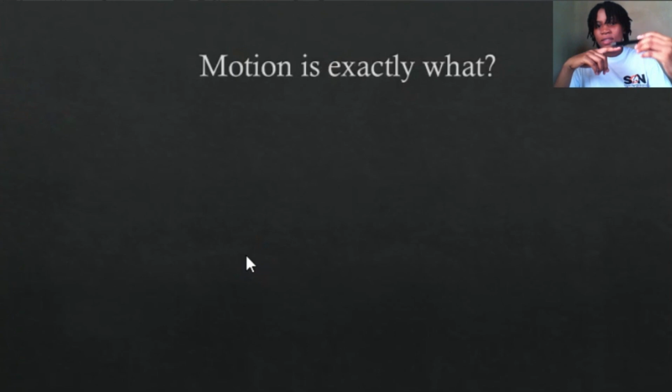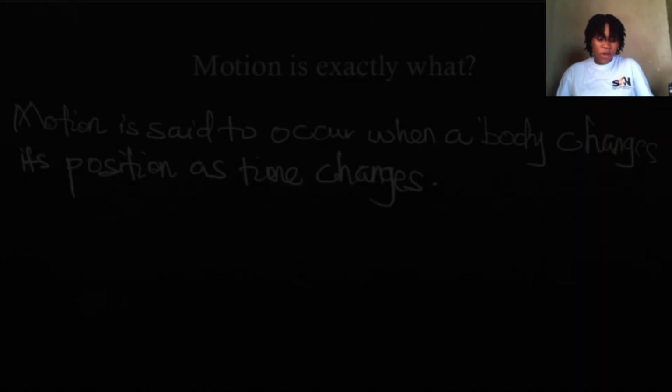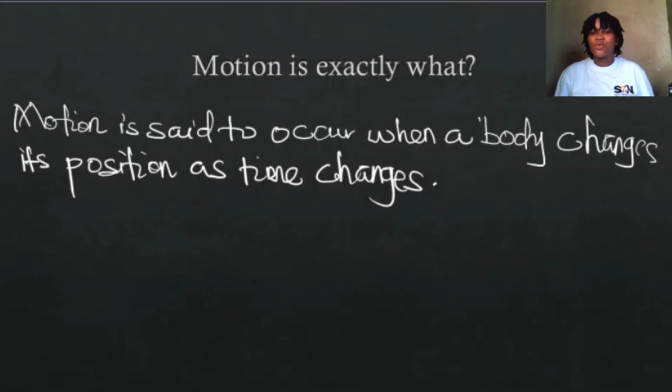So time isn't stagnant as the pen is moving. Time is also moving and the position of the pen is also moving. So motion is what exactly? It's when a body changes its position from one point to the other with respect to time, or as time changes. So as we said, motion is said to occur when a body changes its position as time changes.